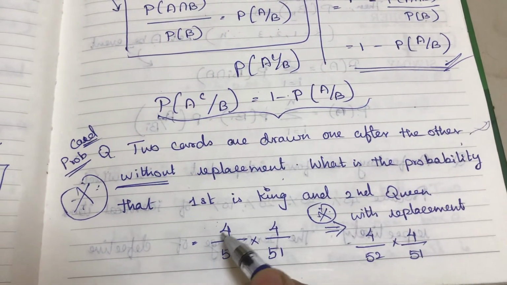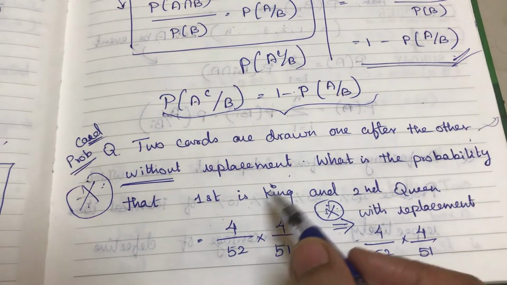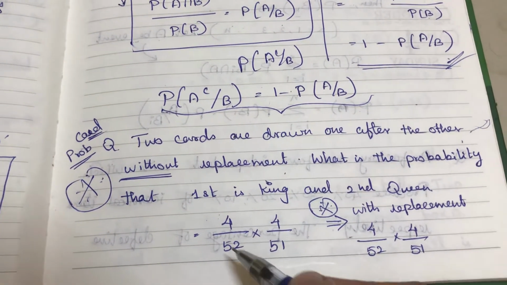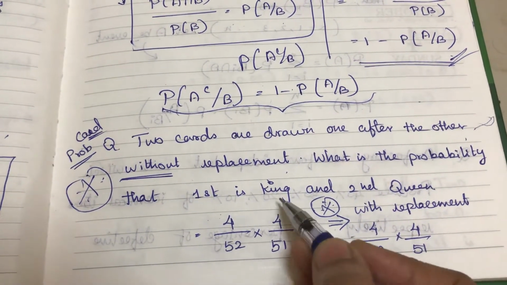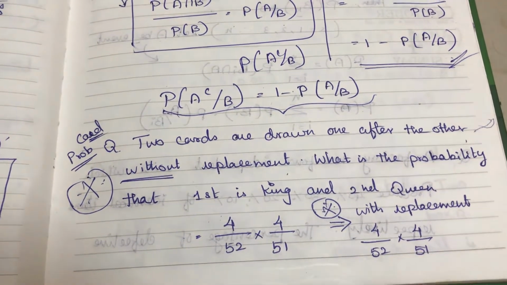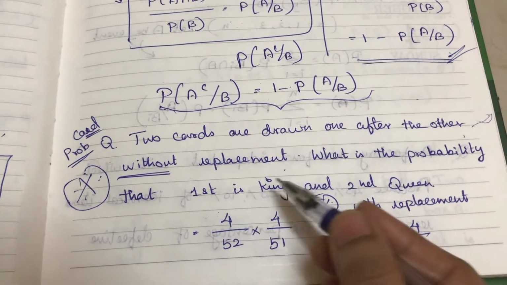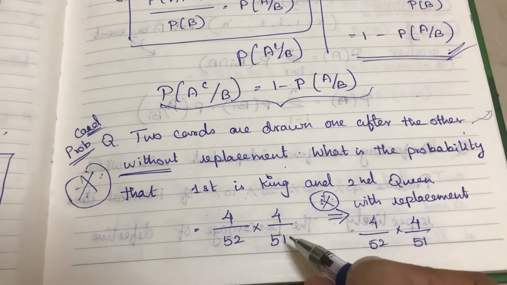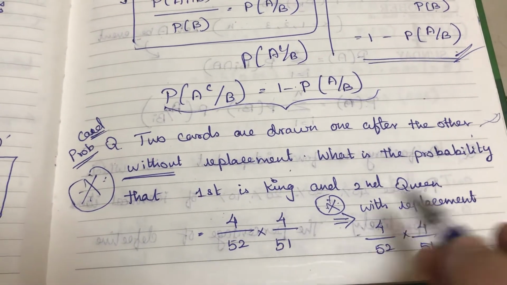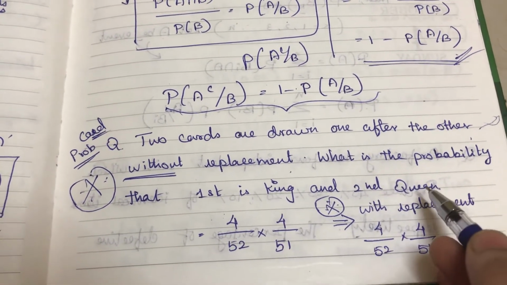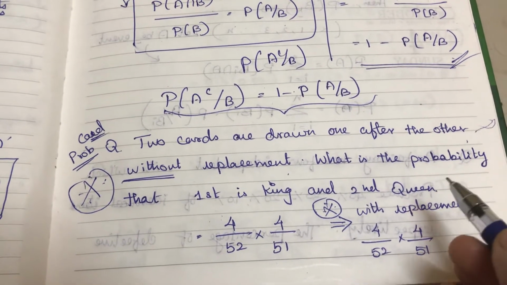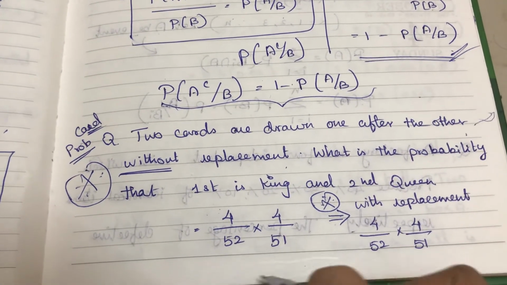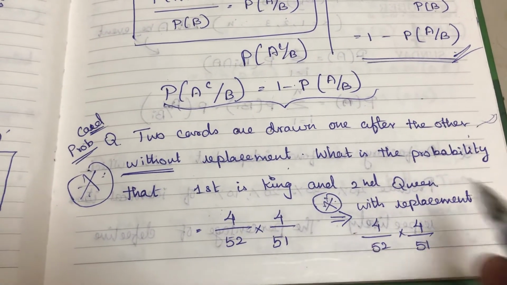King means 4 cards will be there. In 52 cards, 4 cards will be kings, as I told these concepts in the previous video, right? So 52 cards, 4 kings are there. So what is the probability? 4 by 52. If I take one card, there will be only 51 cards remaining, right? So out of 51, I need to take the queen. How many queen cards are there in the 52 cards? 4 cards. So I'm telling 4 by 51 because in 51 cards I'm going to take the queen.